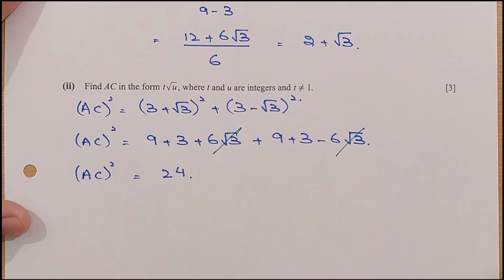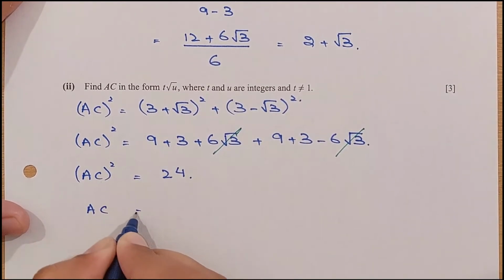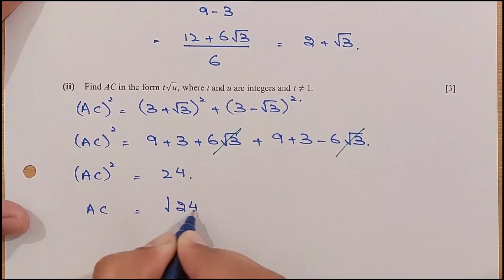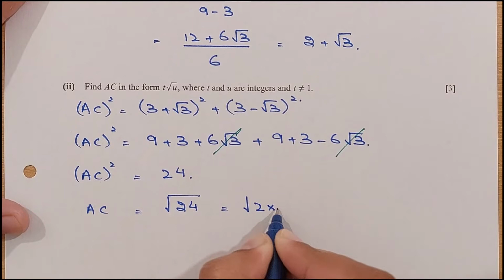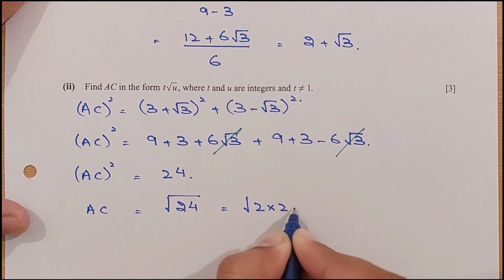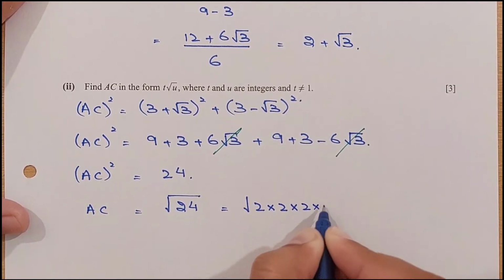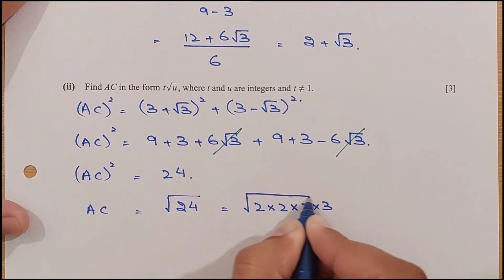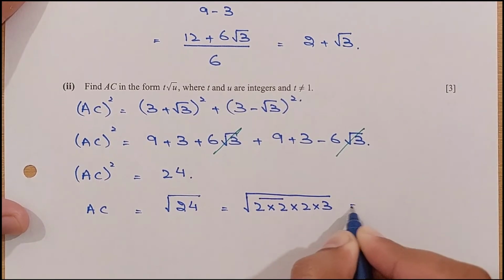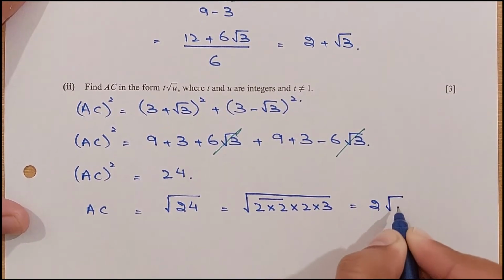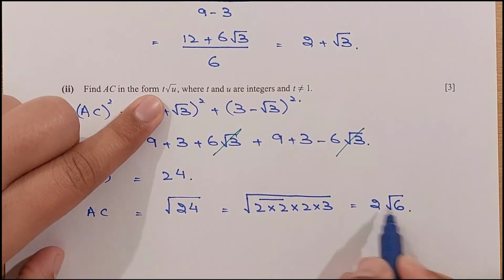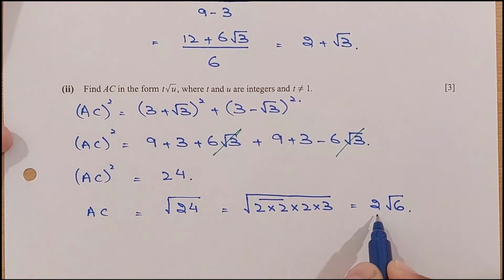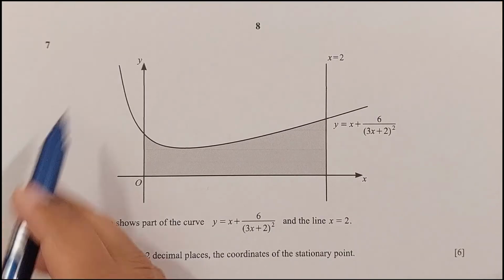Now to find AC, we take the square root of 24. And 24 is 2 times 12, and 12 is 2 times 6, and 6 is 2 times 3. So these are the factors. We can take 2 common, square root of 6. So as you can see, we have t square root of u, and t is not equal to 1, t equals 2.